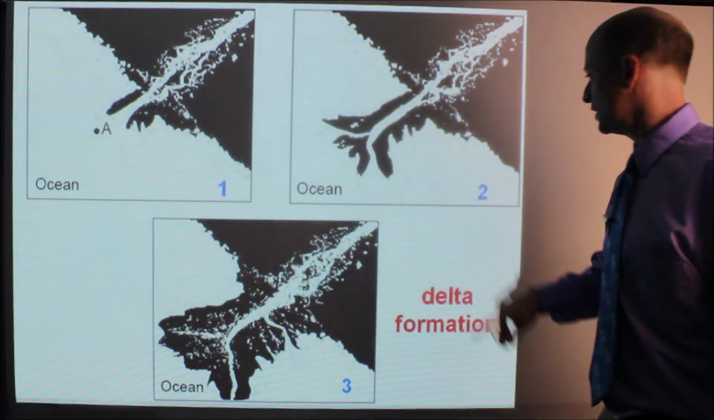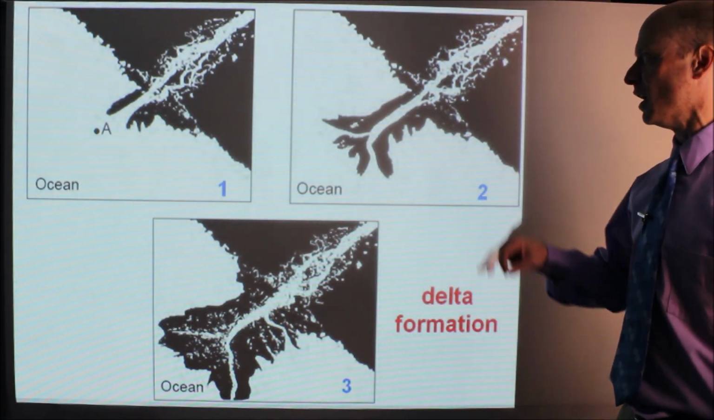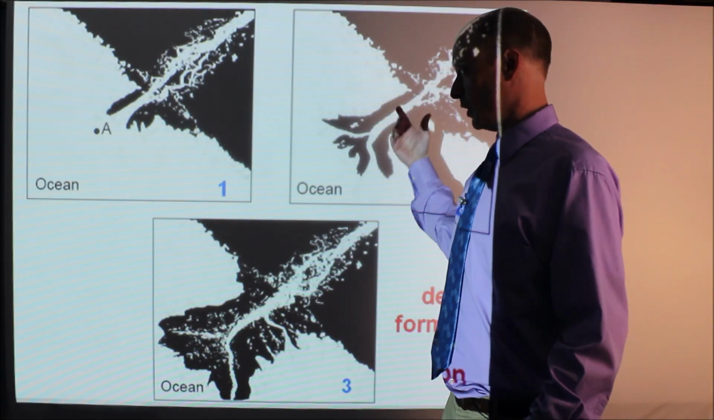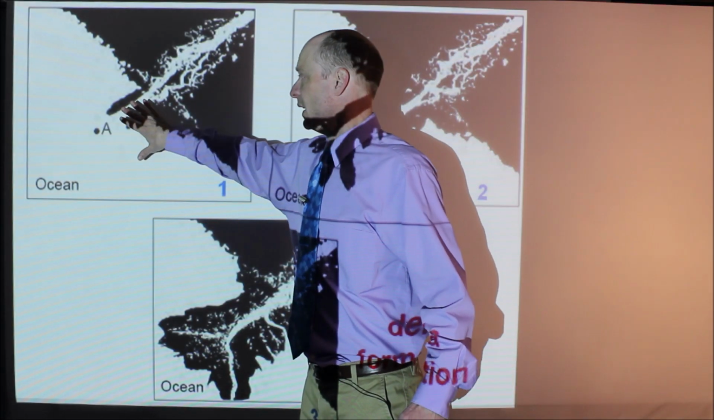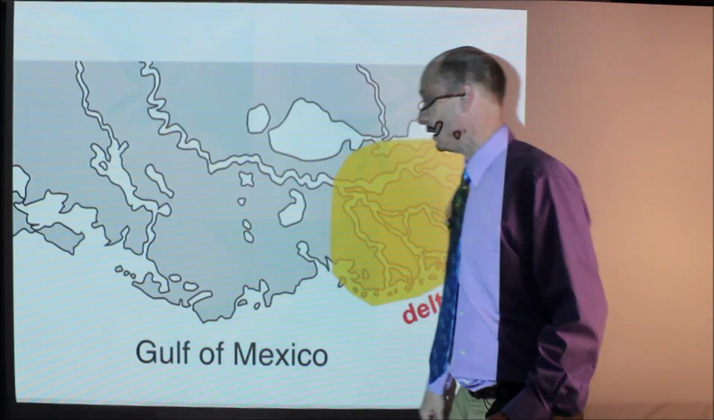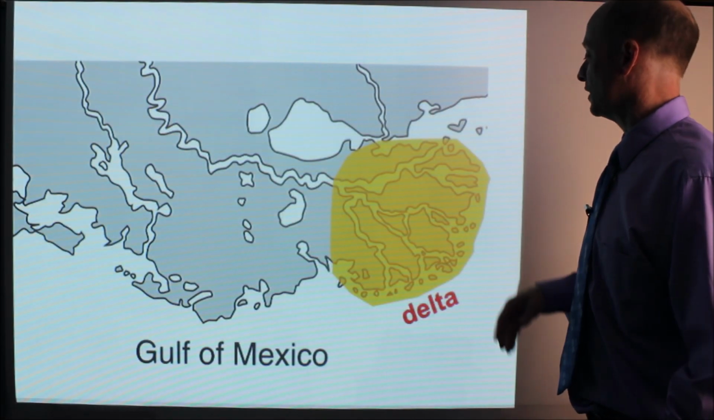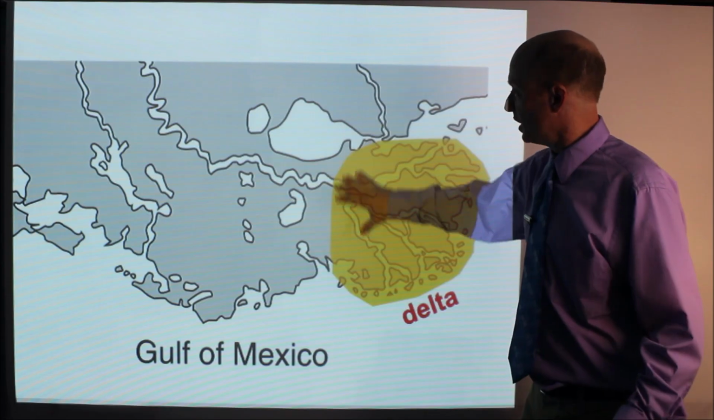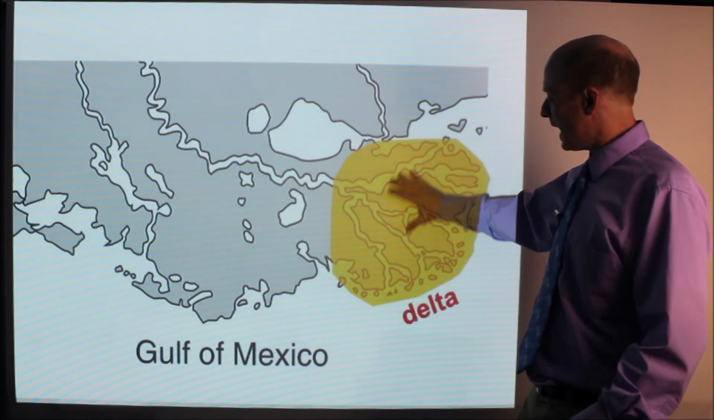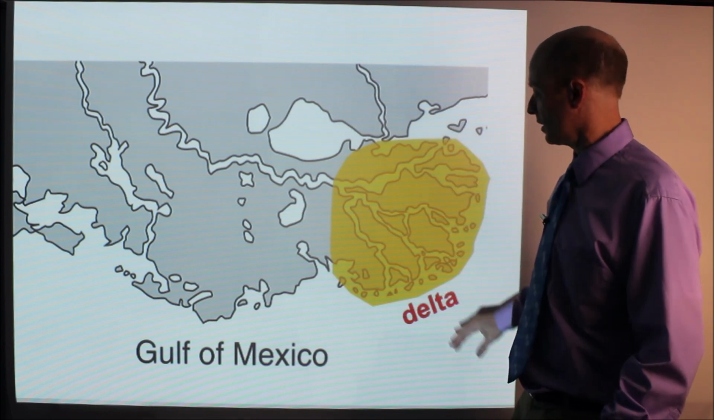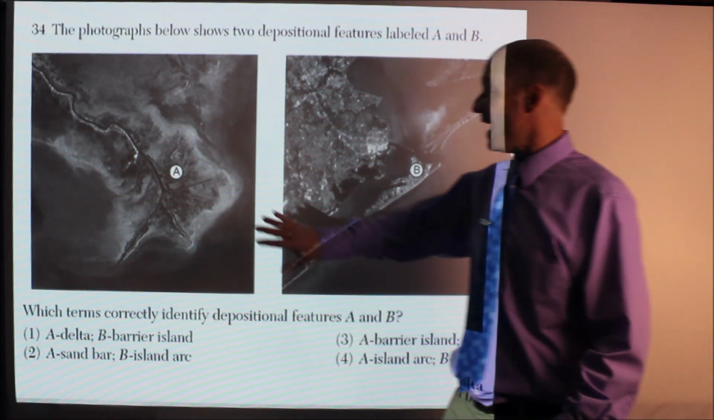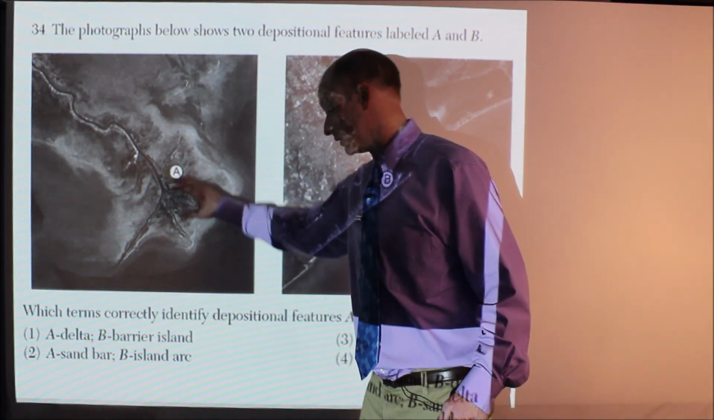So if you step through 1, 2, and 3, this is the formation of a delta. This is when a river brings sediment and deposits it into an ocean. And you see it's developing here, more deposition, and that's called a delta. Here is another example of a delta, the Mississippi Delta. This is where the Mississippi River flows into the Gulf of Mexico, brings so much sediment, and deposits it there because the water slows down. Therefore, A right here is going to be a delta.